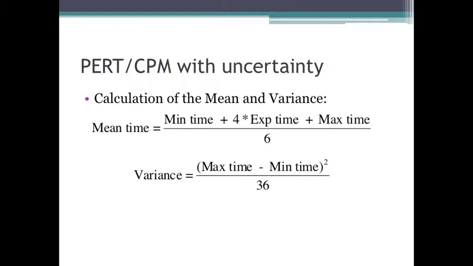We can also find the variance of the task time. The variance of the task time is just take that maximum minus the minimum, you square that, and then you divide by 36. So from this, we can calculate the mean and the variance of each task.